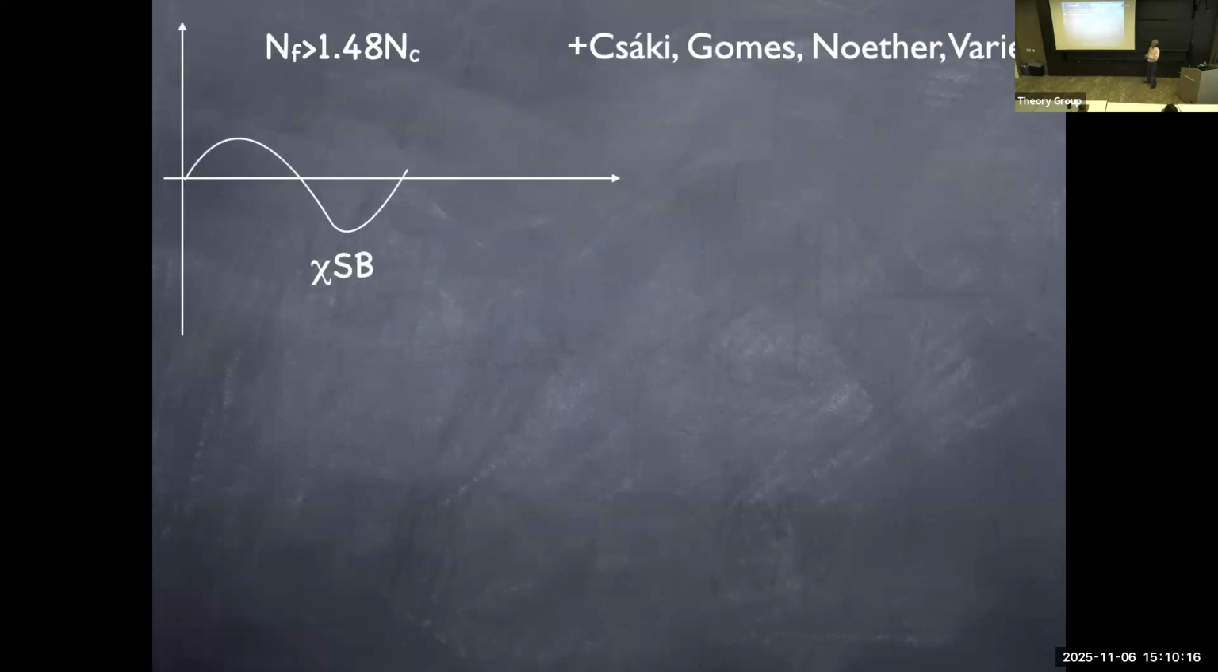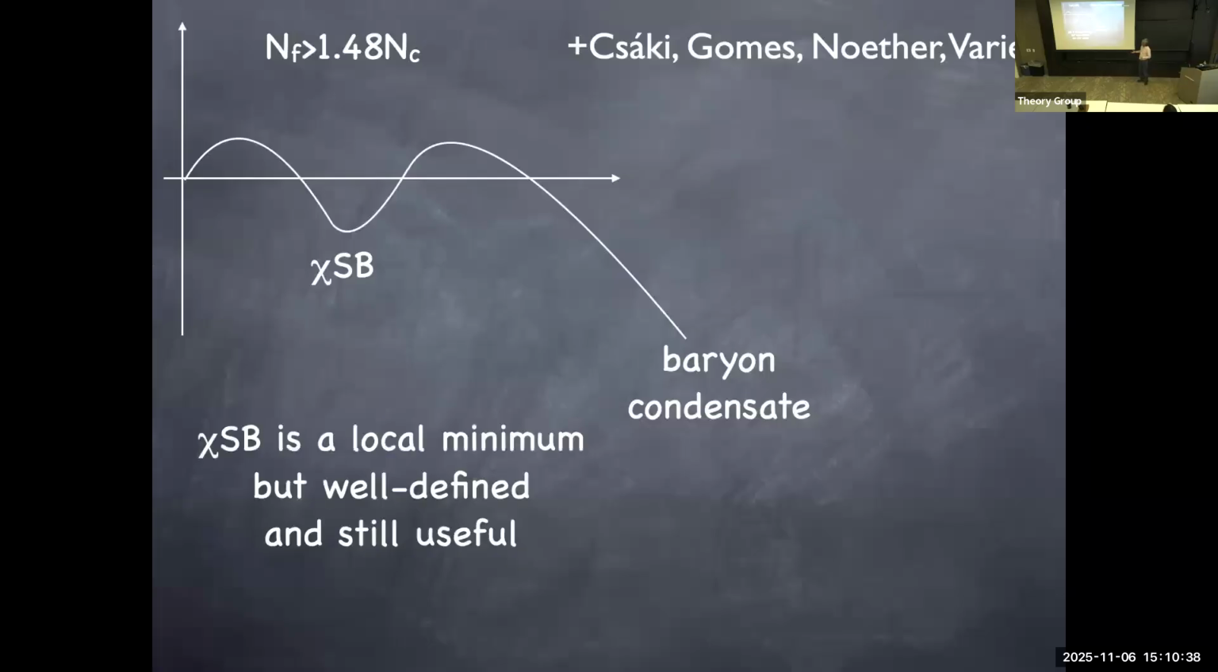And if you go to an even higher number of fermions, it turns out that there is a direction where baryon number gets spontaneously broken. And when NF is bigger than 1.48 NC, unfortunately, this direction has a lower minimum than the minimum with the chiral symmetry breaking, which is only a local minimum.